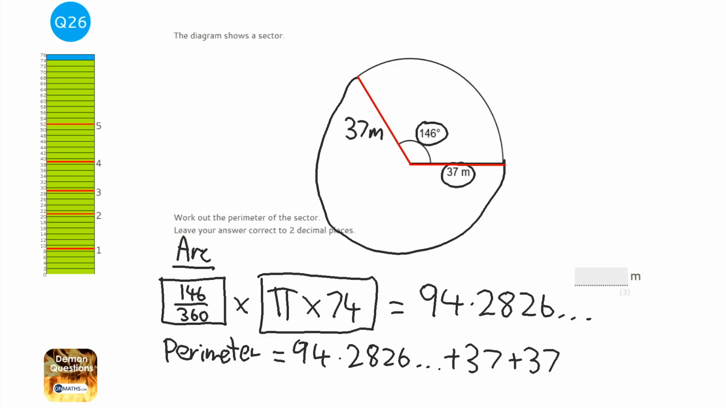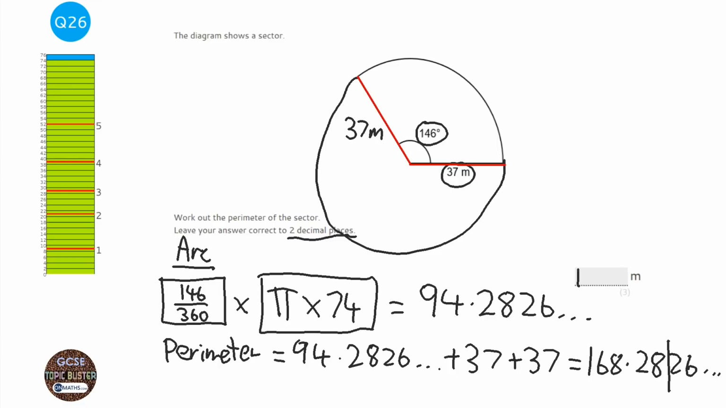So add 37, add 37, and that gives me 168.2826... Once it's two decimal places, the line goes down here and we've got 168.28. Now just be careful that you add on the extra bit. When it asks you for a perimeter, just make sure you've gone the total distance around the shape. Put a dot and just draw with your finger around the shape to make sure you've got all the distances.